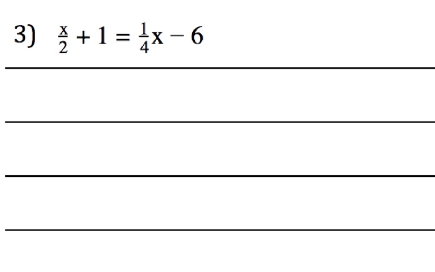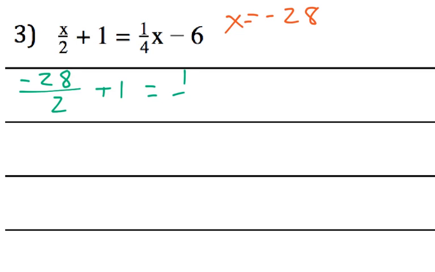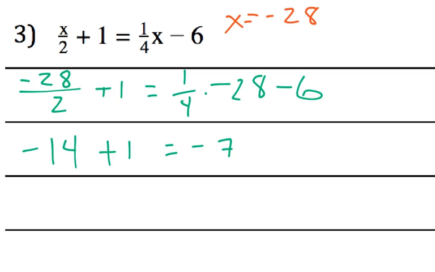But I'm running out of space to write my check, so make sure that you know that what I'm about to do would really be on the right side of your page. So I remember that it was negative 28. Now we're going to plug that in like it's our check. So on the right side of your page, in that same first line you had, here's negative 28 over 2 plus 1 equals 1/4 times negative 28 minus 6. Negative 14 plus 1 equals negative 7 minus 6. Negative 13 equals negative 13.